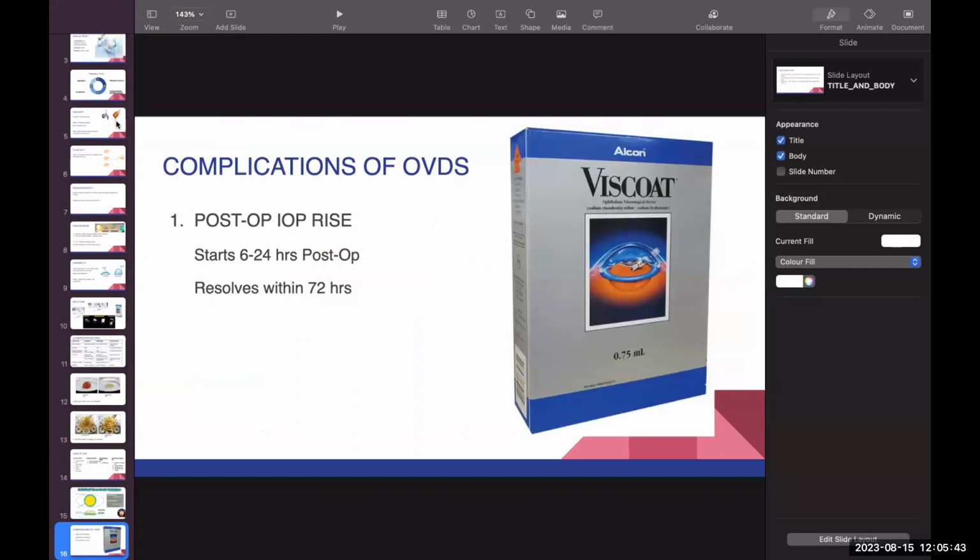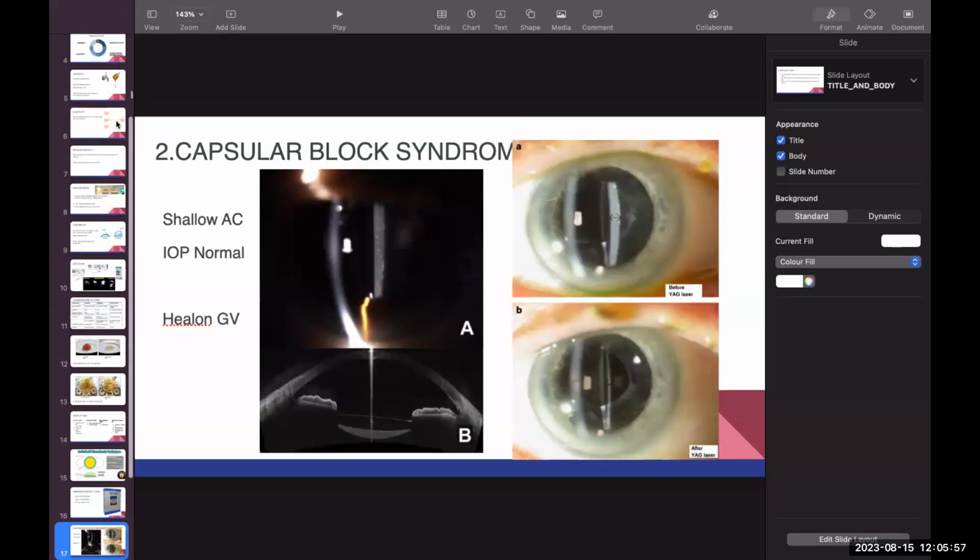The complications of using OVDs: most commonly, post-operative IOP rise, usually starting within 6 to 24 hours post-operatively and mostly seen with dispersive OVDs such as Viscoat, but it resolves within 3 days after the surgery. The second one is capsular block syndrome. As we can see in the slit lamp picture, the space between the lens and the capsule is thickened. This is before the treatment, and the treatment for this situation is YAG capsulotomy. This releases the OVD that is entrapped behind the IOL and between the bag.